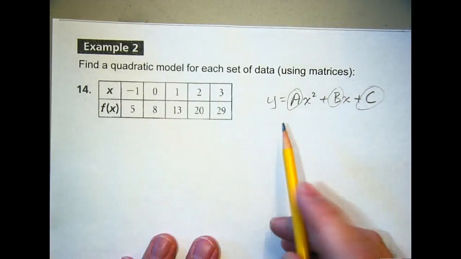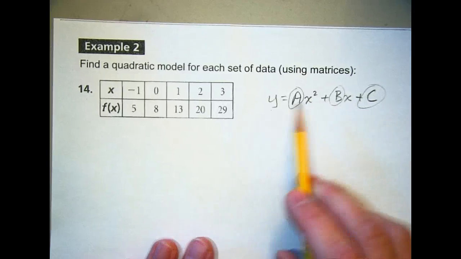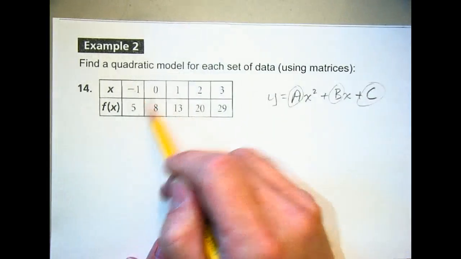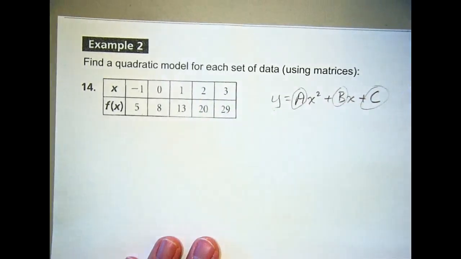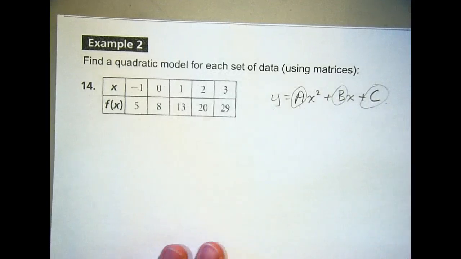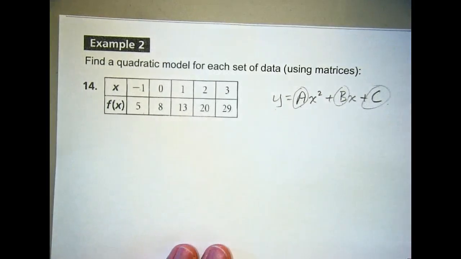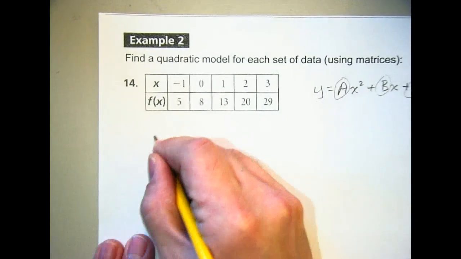What do I already know? Well, I know x and y's. I have an x here and a y here, an x here, a y here, an x here. I have 5 pairs of x, y's. If I'm looking for 3 variables, how many equations do I need? I need 3. So what I could do, I could set up some matrices.